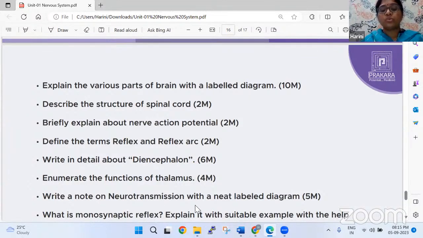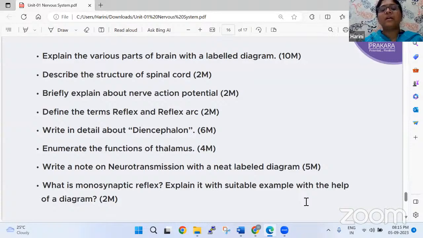Write a note on neurotransmission with a neat labeled diagram. Yeah, the same thing. Next is, what is a monosynaptic reflex? Explain it with a suitable example with the help of a diagram. Maybe it can be out of the syllabus, or otherwise it is more extensive about the nervous system, where you have to understand what a synapse is. What a monosynaptic reflex is, all that can be written here.